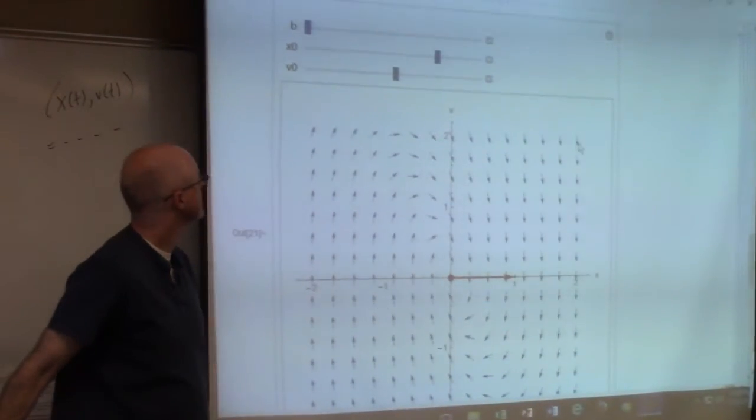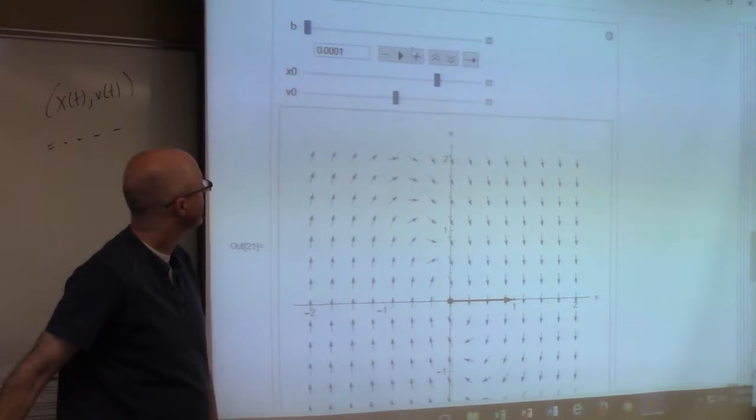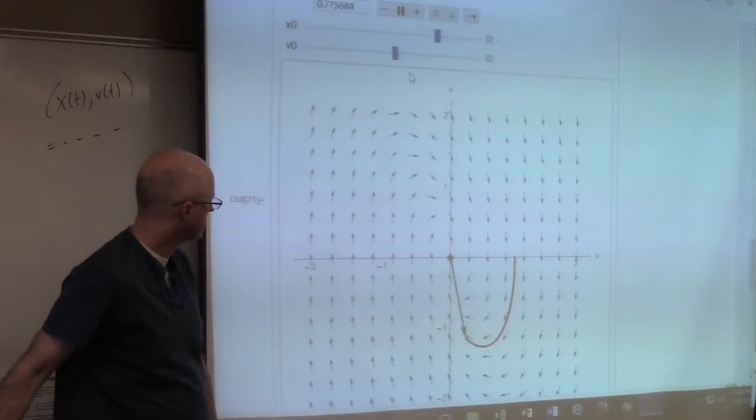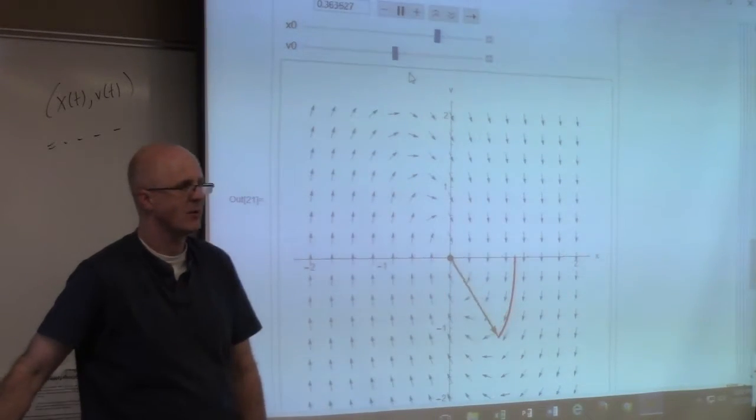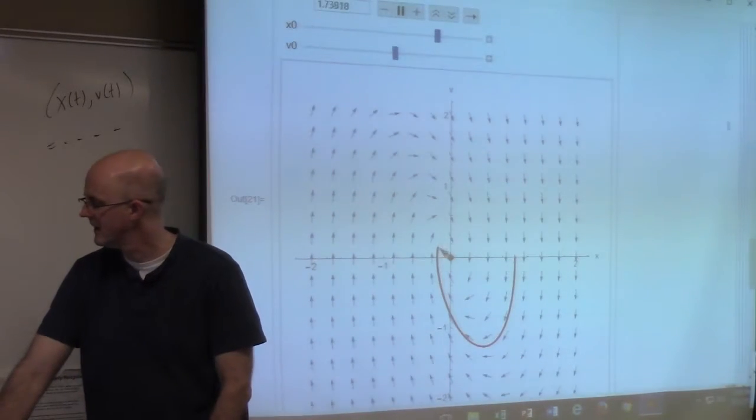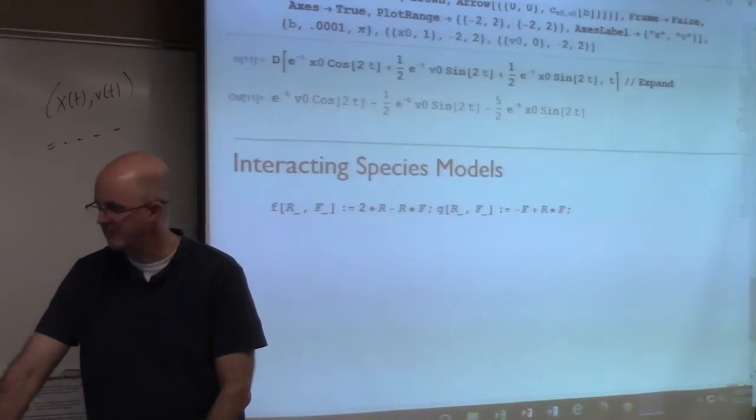There's your position vector. It's like a pen tracing out the curve, though I suppose I should have made it red then, huh? For color clarity, let's go back and make it red.